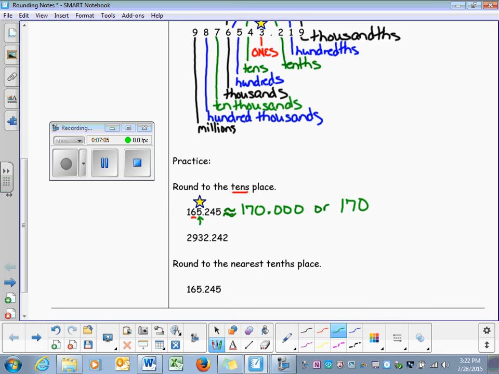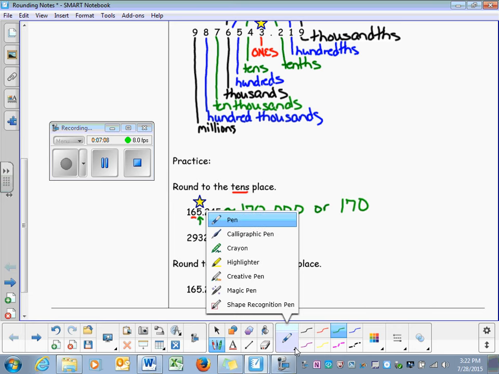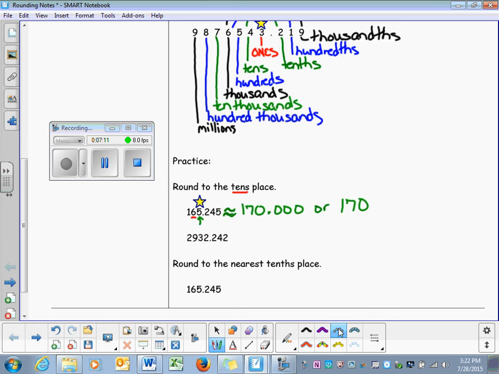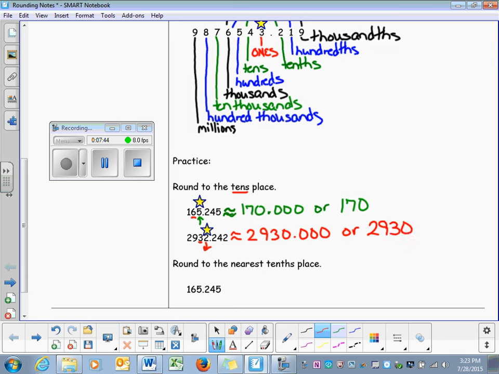Let's look at the next example. My ones place is right there. So that means the 10 is here at the 3. I look to the number to the right, 2. 4 or less, let it rest. So we're going to go down. So it'll be approximately. Keep the 2, keep the 9. When you go down, you keep the number you're rounding to. Everything else turns into a 0. Another way to write this, 2,930 without the decimal point and the placeholding zeros. Either way is acceptable.